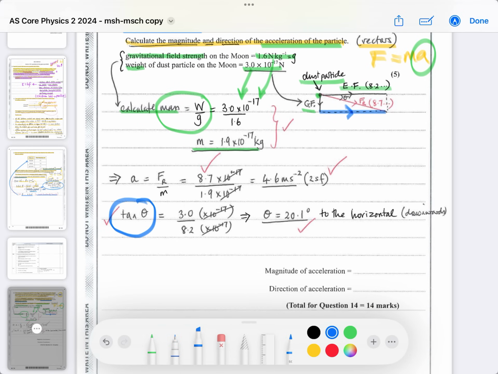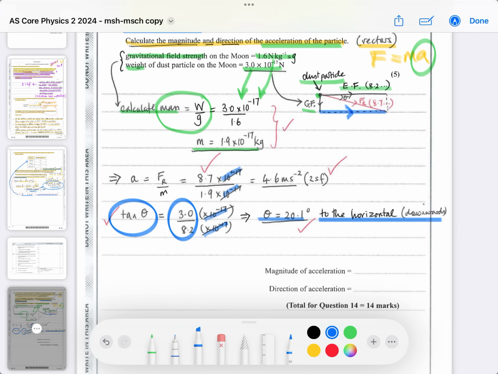So tan theta, for example, would be opposite, which would be the gravity, divided by 8.2. And you'll notice that the 10 to the minus 17s cancel all over the place. So that'll give you the angle downwards from the horizontal of 20.1 degrees. And that's all you can say about the angle, because they haven't told us if the horizontal motion is to the right or the left. I'm just assuming it's to the right.